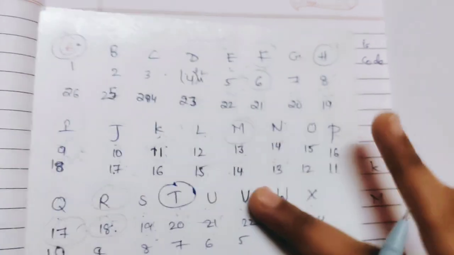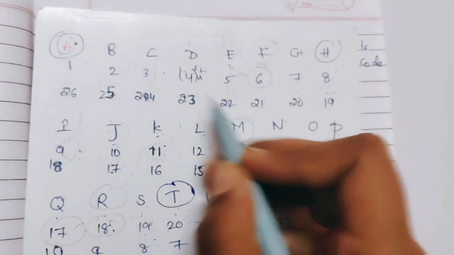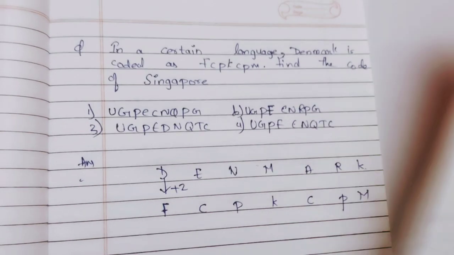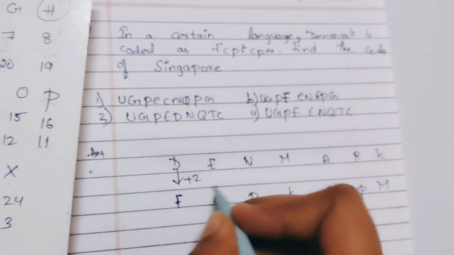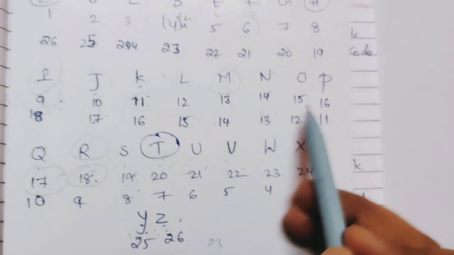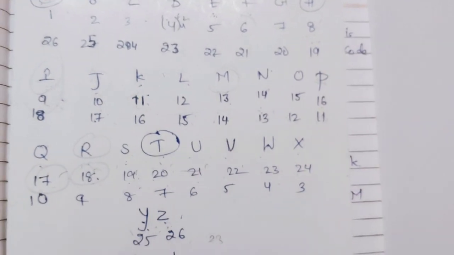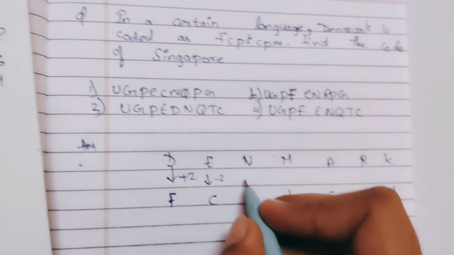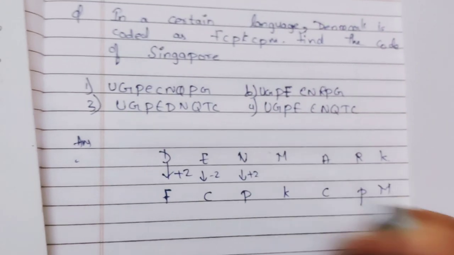Now next it is E and C, which means minus 2. 5 minus 2 is 3, so here we got minus 2. Next it is N and P. Now see in this table, this is N and this is P, which means plus 2. 14 plus 2 is 16. So what we find here is plus 2, minus 2, plus 2.